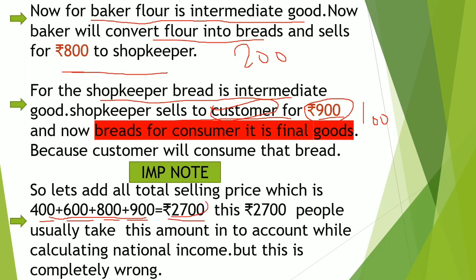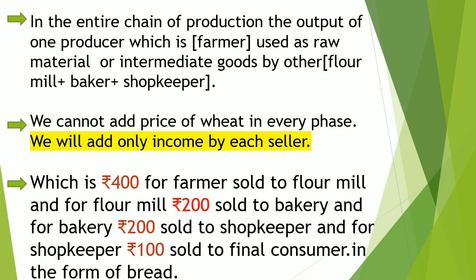So the value becomes 2700. But this 2700 will not come, because this is the wrong method. On the next page we will see how this is the wrong method. There you can see that in this entire chain of production, the output of one producer, which is the farmer, and the output is wheat, is used as a raw material, or intermediate good, by all the others.